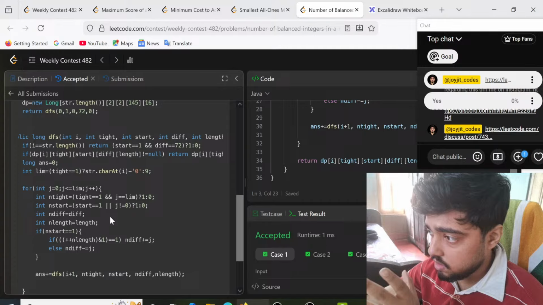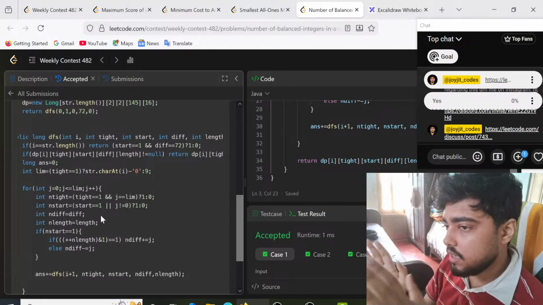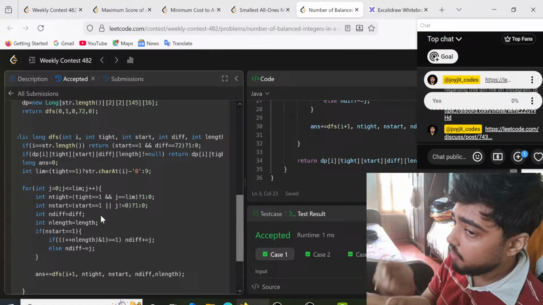And diff is basically diff. Currently, I'm going to focus on diff and length. That is, new diff and new length. Initially, let's say it is the old diff and length, but now we have to modify them also. What is the new diff? What is the new length?